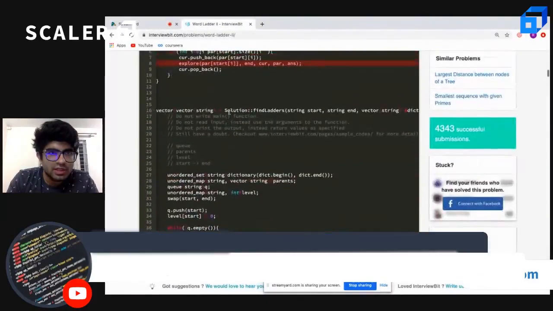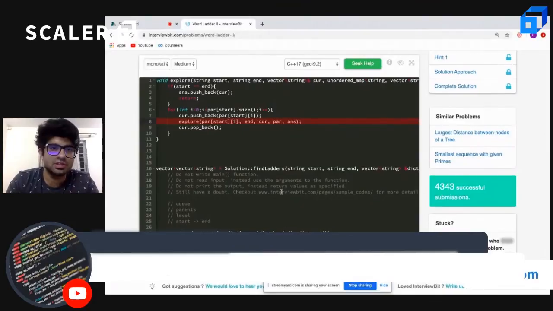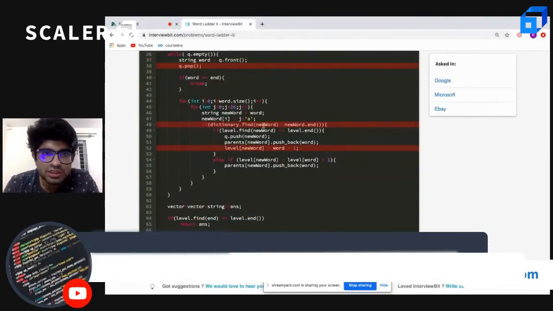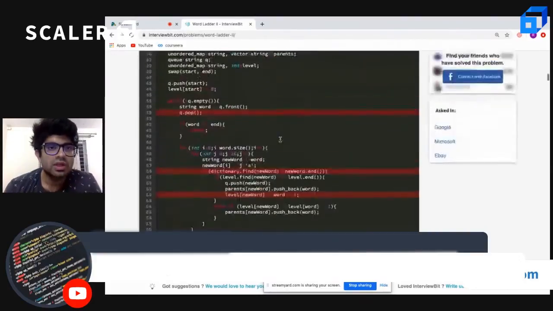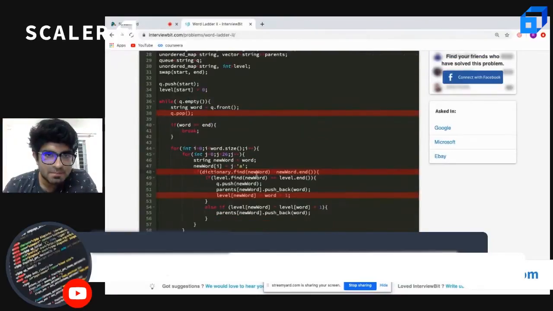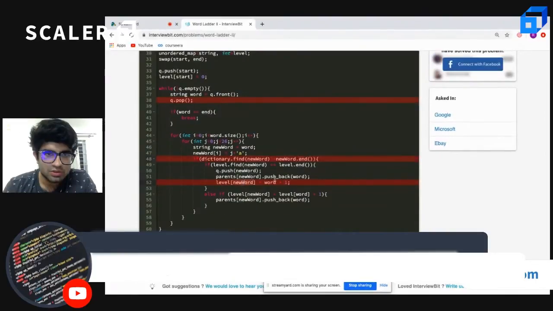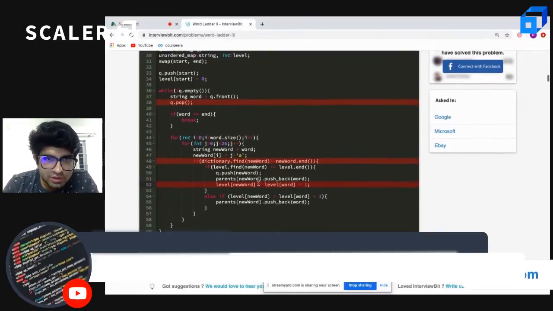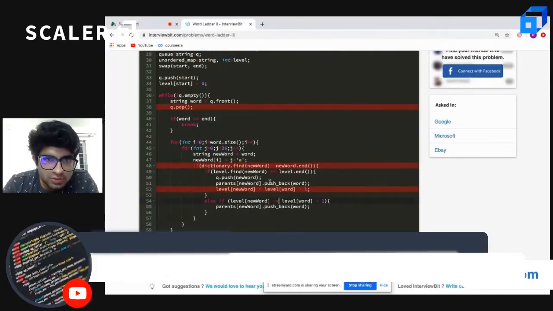Okay, now it's telling me I'm doing some really silly mistakes. If we find a word in a dictionary, okay, let's keep it as a set. Dictionary.find of new word is not equal to the end, and put word is equal to new word. That is one more issue. If I find a word in a dictionary and it is not equal to, oh sorry, I'm doing so many silly mistakes.